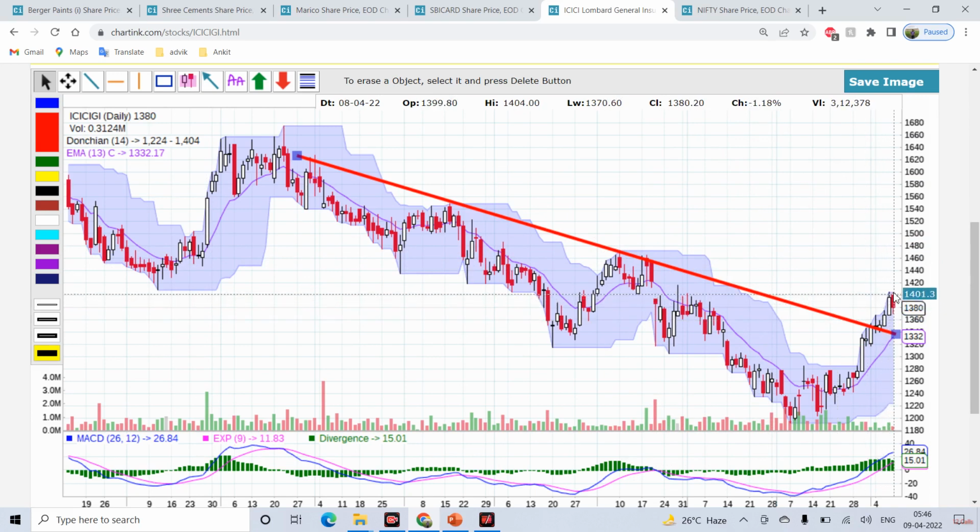But this is not a point to enter. We have to wait because at the same time it's hitting the top end of the channel also. So it may be that you buy here and it starts coming down, it will come down 4-5% and you will stop out. So it's better you let it correct 4-5% and then you buy with a 2-3% stop.